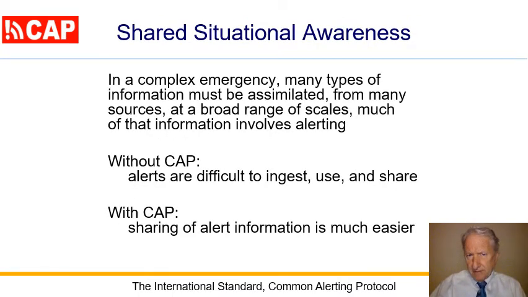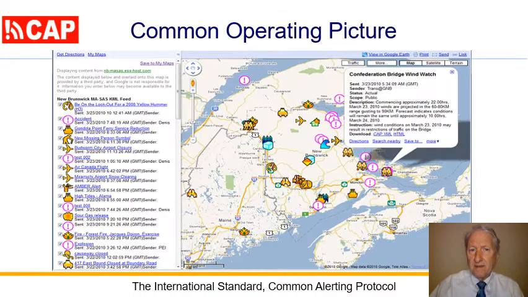In a complex emergency, information of many types must be assimilated from many sources over scales ranging from local to national or perhaps global, and alerts are a big part of that. Without CAP, this variety makes alerts difficult to get, use, and share because they're communicated in so many media and formats. With CAP alerts, information gathering and analysis is much easier.